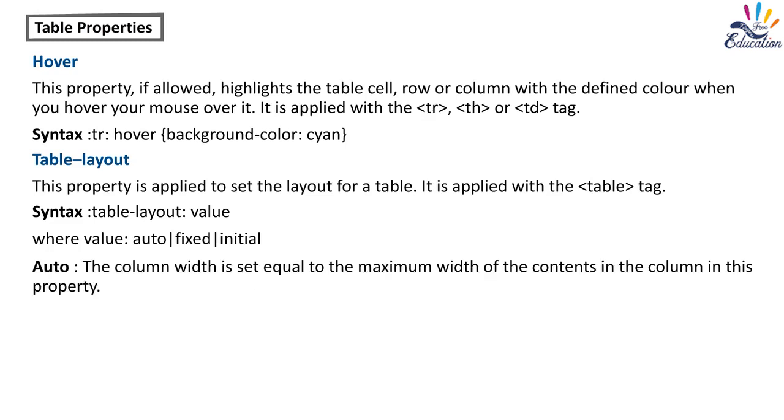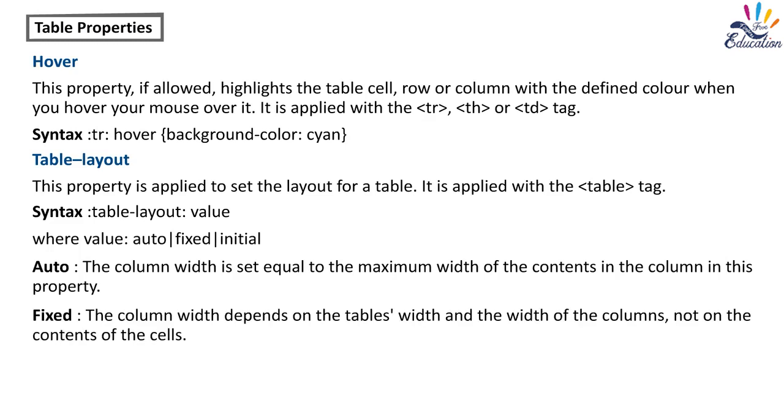Auto: the column width is set equal to the maximum width of the contents in the column in this property. Fixed: the column width depends on the table's width and the width of the columns, not on the contents of the cells. Initial: the default value is applied for the column width.